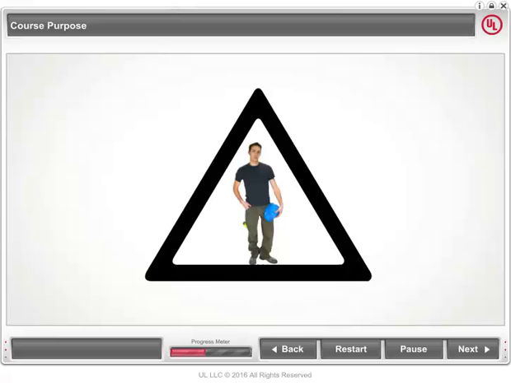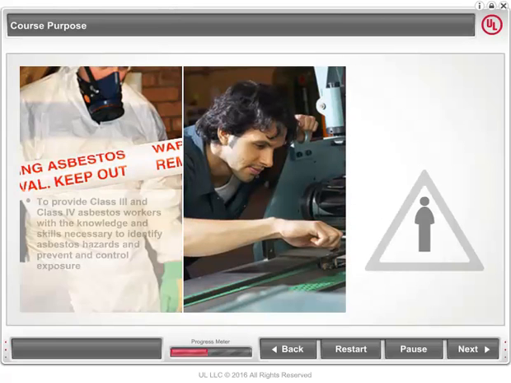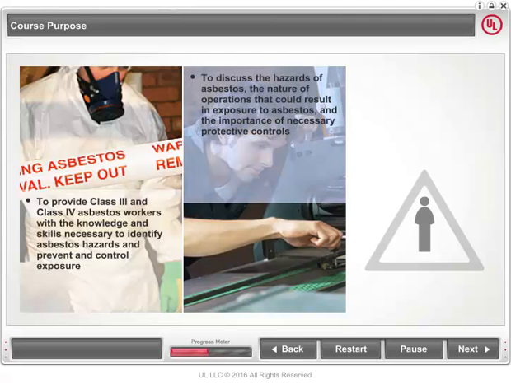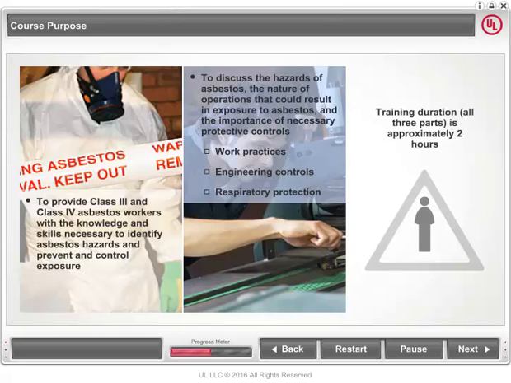The purpose of this training course, taken in its entirety, is to provide Class 3 and Class 4 asbestos workers with the knowledge and skills necessary to identify asbestos hazards, and prevent and control asbestos exposure. The course will discuss the hazards of asbestos, the nature of operations that could result in exposure to asbestos, and the importance of necessary protective controls, including work practices, engineering controls, and respiratory protection to minimize exposure. The duration of all 3 parts of this training course is approximately 2 hours.